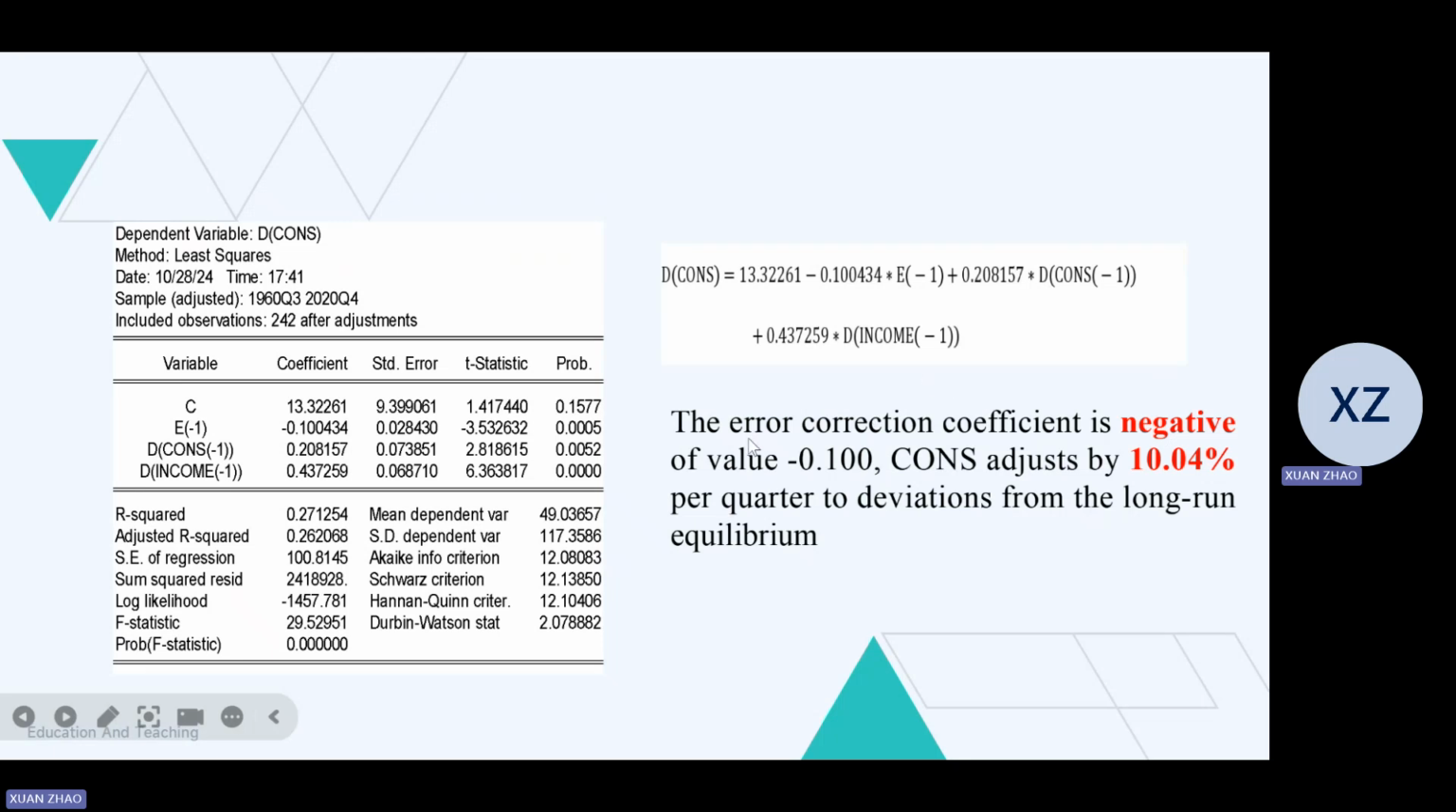The first conclusion is that the error correction coefficient is negative. This figure is negative. So it means that consumption adjusts by 10.04% per quarter to deviations from the long-run equilibrium.